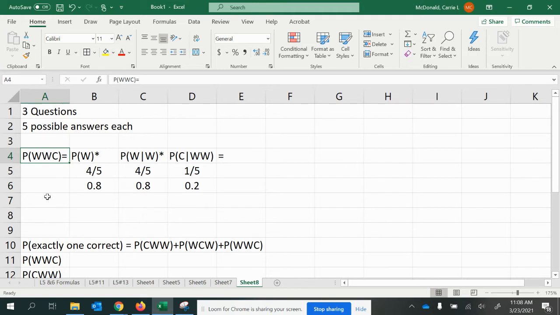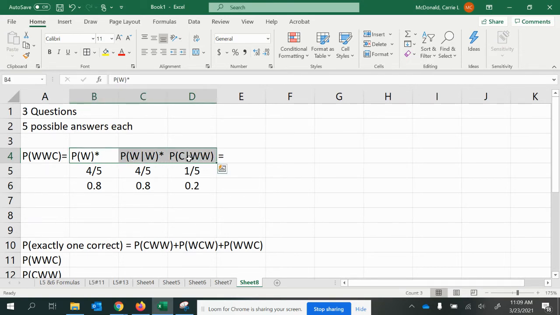So the probability of WWC means wrong and then correct. So that key phrase "and then" meant we should use the multiplication rule. We need to calculate the probability of getting the first one wrong, then multiply that times the probability of getting the second one wrong, and multiply that times the probability of getting the last one correct. And the notation I'm using here reads the probability of the second one wrong given that the first one was wrong. And this one reads the probability of getting the third one correct given that the first 2 were wrong.